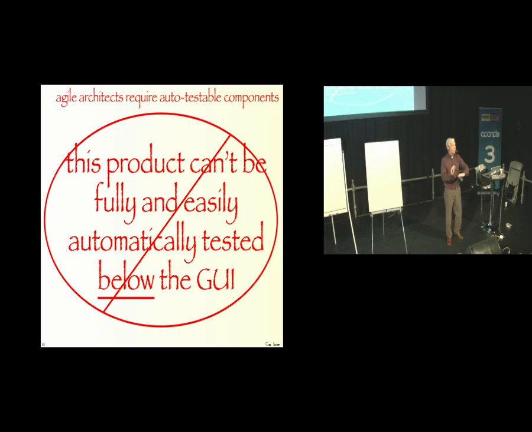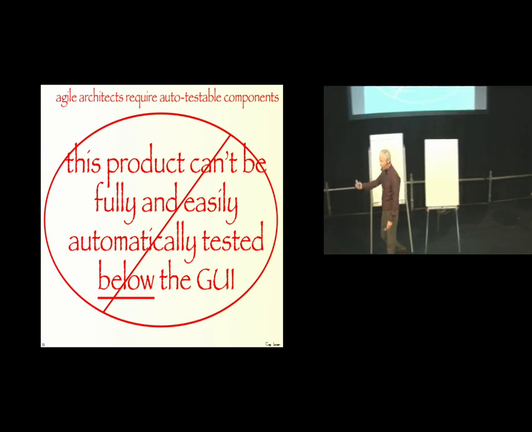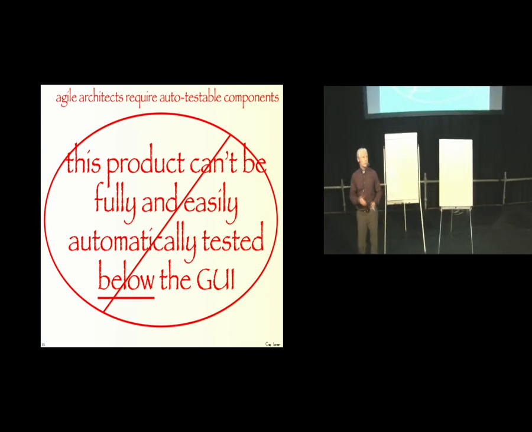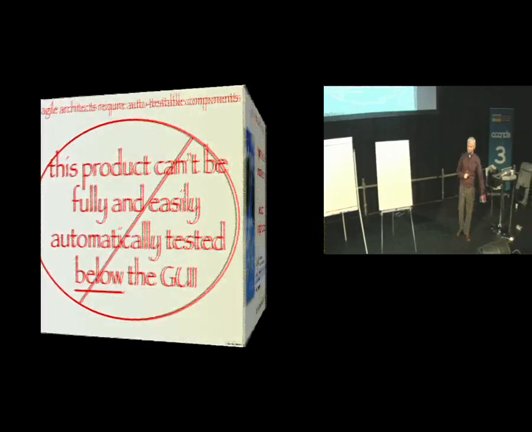And I hope that Agile architects understand that's a really bad situation, and that good Agile architects look for and require the acquisition of products which can be massively and thoroughly automated tested below the user interface, which implies that they've got APIs and architectural design that's appropriate for that.